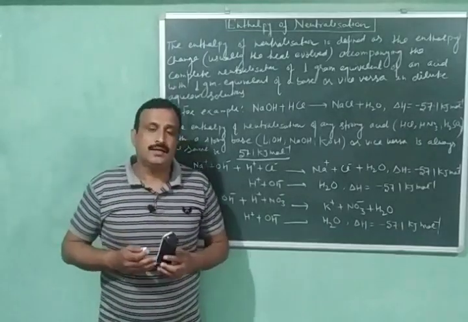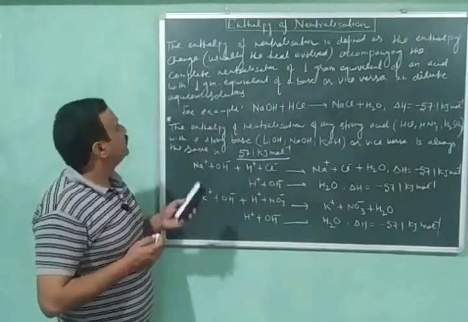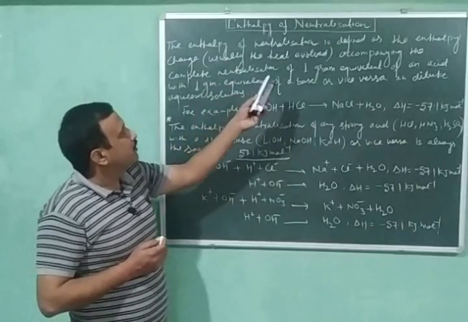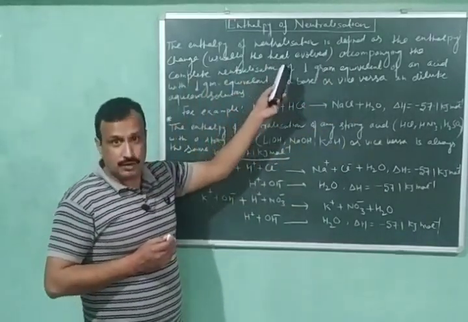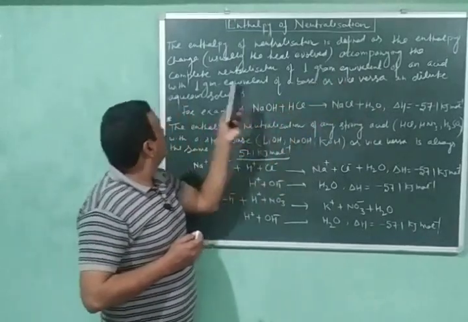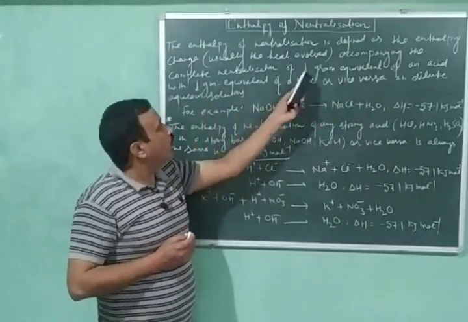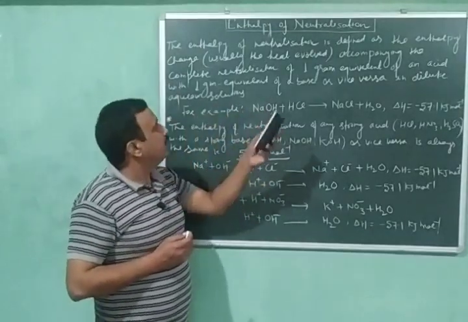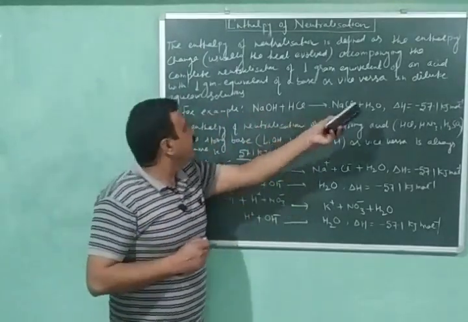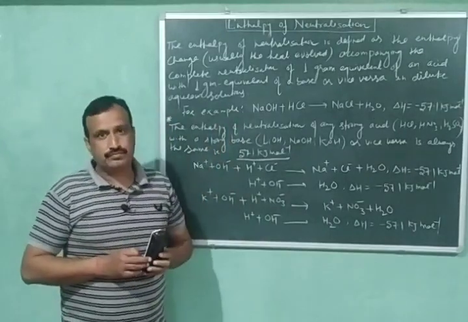So let us define enthalpy of neutralization. The enthalpy of neutralization is defined as the enthalpy change, usually the heat evolved, accompanying the complete neutralization of 1 gram equivalent of an acid with 1 gram equivalent of a base or vice versa in dilute aqueous solutions.